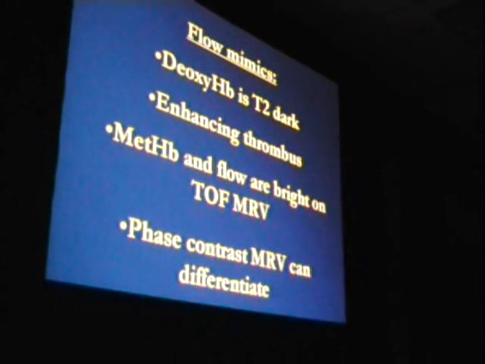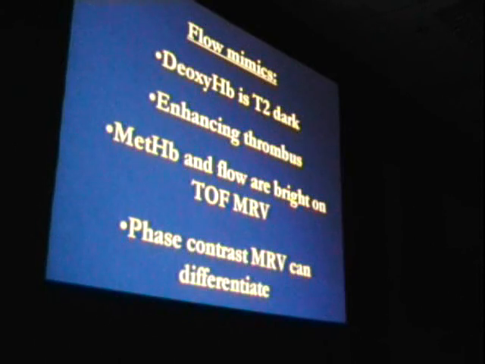So again, just to recapitulate, the flow mimics on anatomic MR imaging: deoxyhemoglobin will be dark on T2, so you may mistake it for a flow void. Chronic thrombus can have little vessels growing into the side, so may enhance. So don't be put off if you see enhancement within the thrombus. And also when you use a time of flight MRV, both methemoglobin and flow are bright on time of flight. So you can mistake those for a patent sinus.